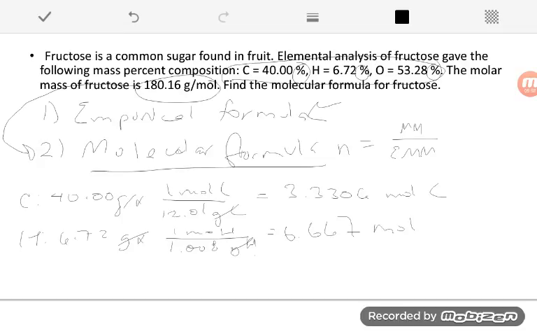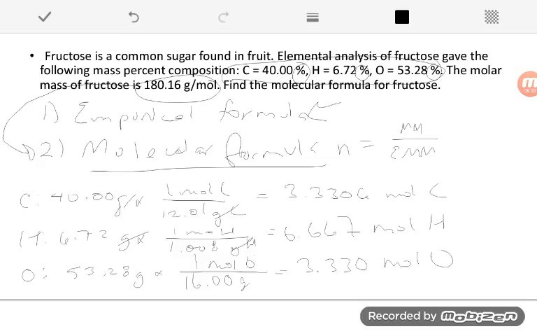6.667 moles of hydrogen. All right, now last one, I'll do oxygen. So I'm starting with 53.28 grams of oxygen. For every 1 mole of oxygen, that is 16.00 grams. And so I get 3.330 moles of oxygen. Okay, so now I have converted them all to moles.